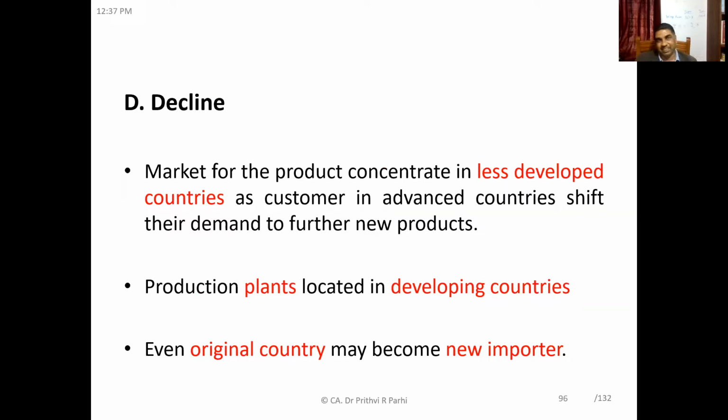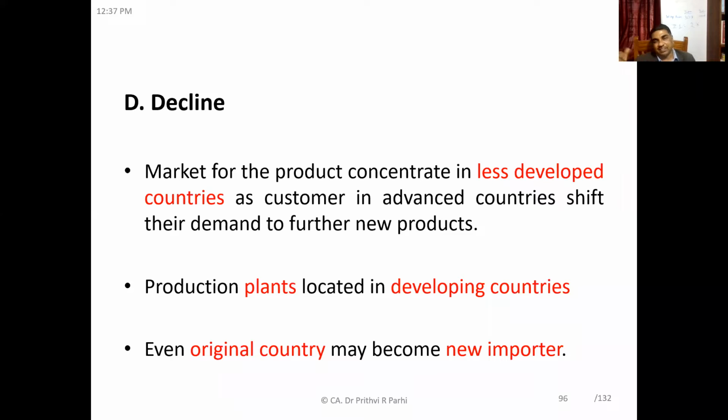Then finally, the product attains a declining stage. The market for the product is concentrated in less developed countries, because in the developed countries, the consumers may not be interested in that product, which has already attained a declining stage. Okay, since the consumers in the advanced countries shift their demand to other kinds of products or some different new products, the product's market is shifted to the less developed countries. Production plants are located in the developing countries.